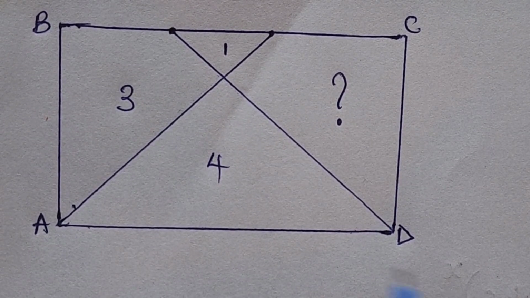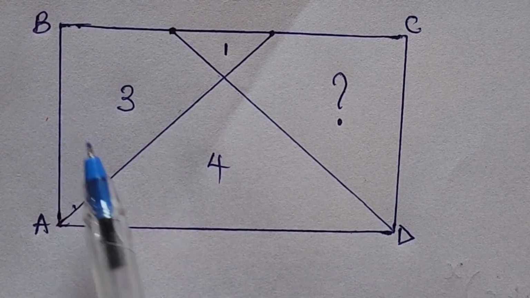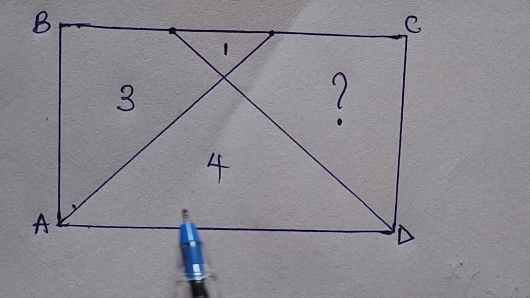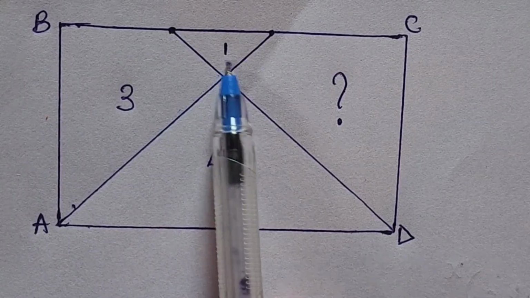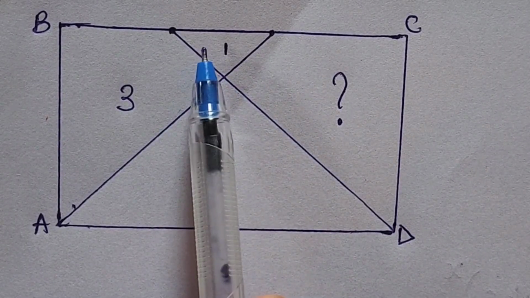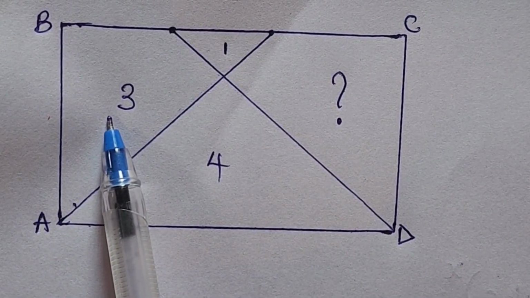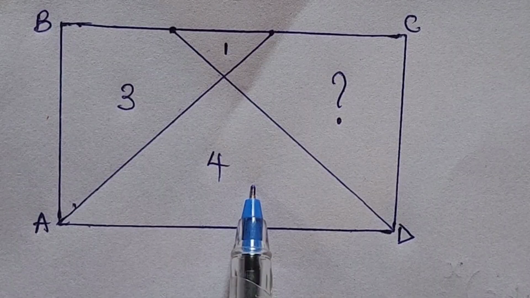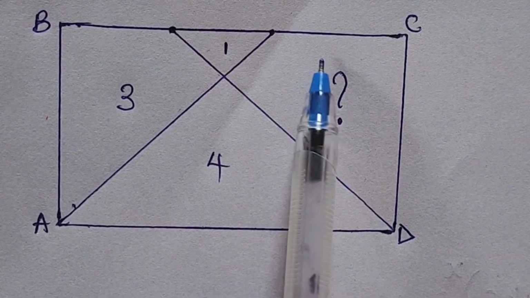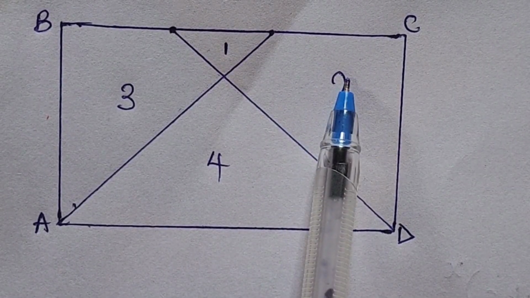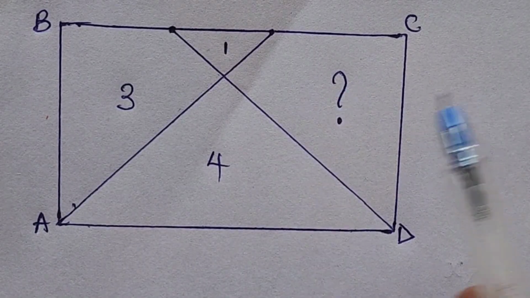So let's solve this problem together. We have a rectangle and it's divided into 4 different parts. We have this first part to have the area 1, and this has area 3, and this part has area 4, and we want to determine the area of this part of the rectangle.